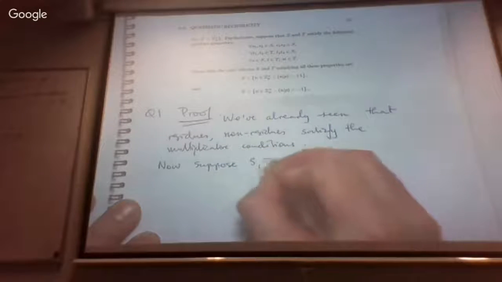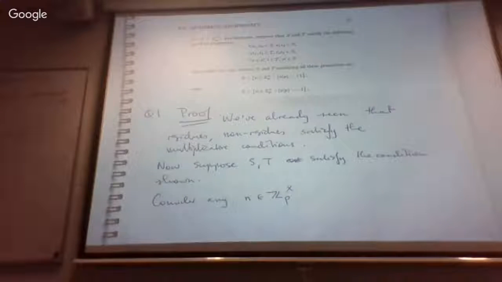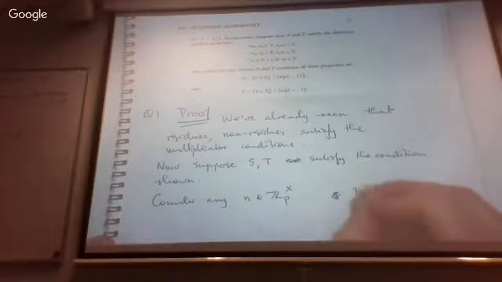So now suppose S and T satisfy the conditions shown in the question, and consider any n in Z_p in the multiplicative system. But since S and T partition Z_p, this is one where p does not divide n.